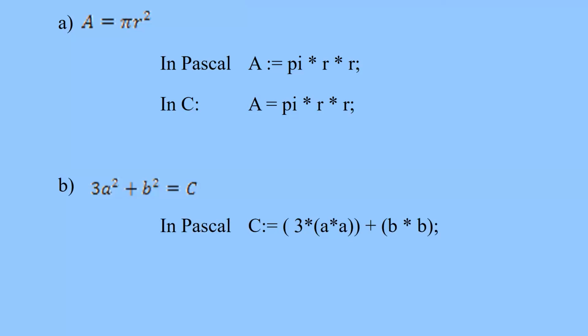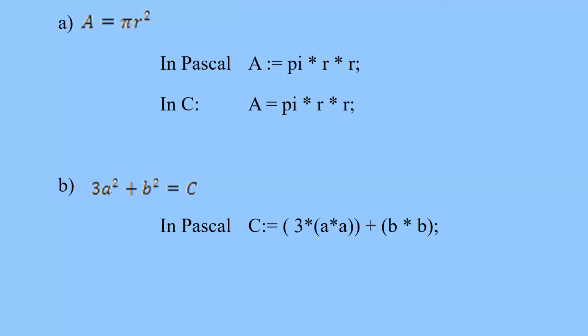C, in other words, we read it as follows. Pick the content of memory location called B, multiply by itself. The result you are going to get, add it to the result you are going to get from picking the content of memory location recorded A and multiplying by itself, and then multiplying that result by 3.